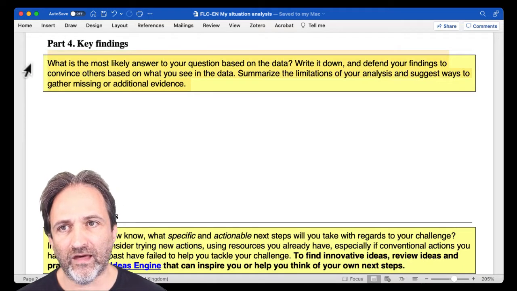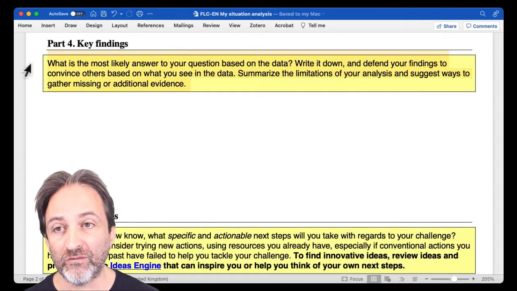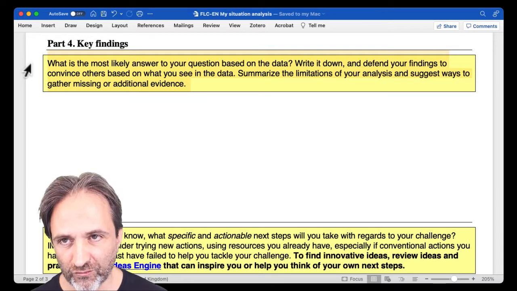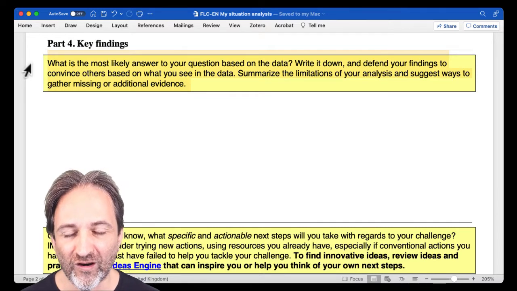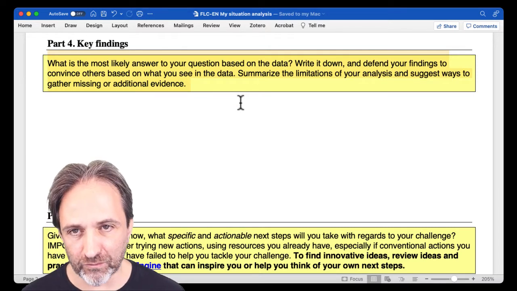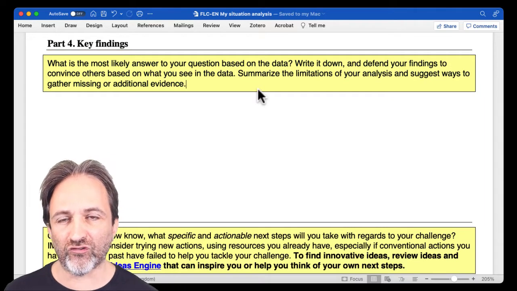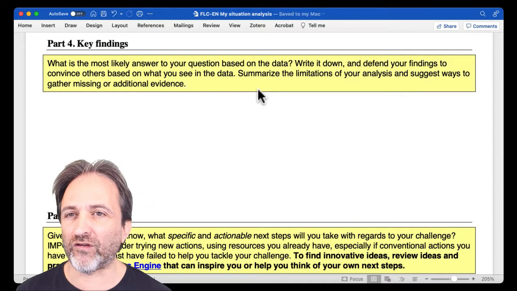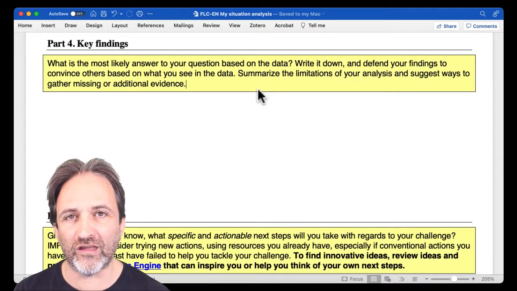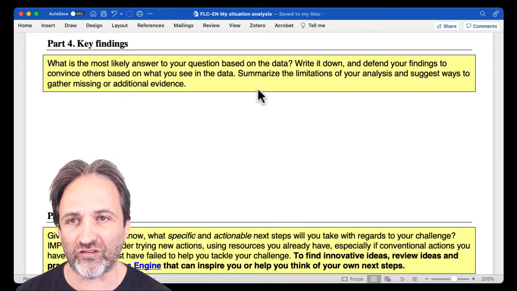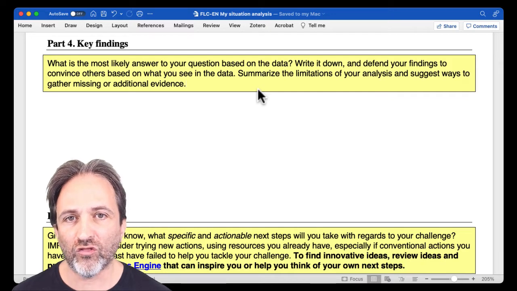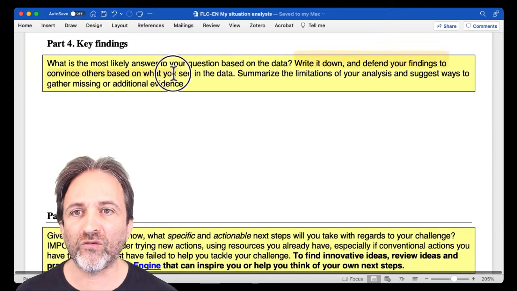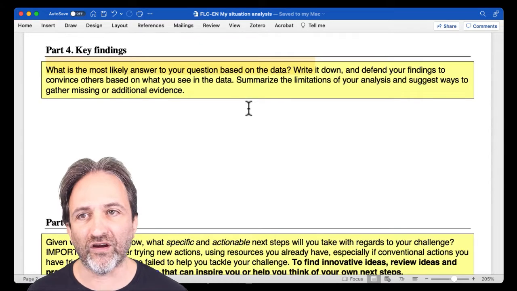And that before you get to part 4, so between parts 2 and 3 and part 4, that is where the analysis takes place. That is where you look at your situation, you look at your question, you look at your data sources, you put all that together and you say, okay, what can I learn here? So your key findings are really answering the question, what have I learned? The way we've put this is, what is the most likely answer to your question based on the data?